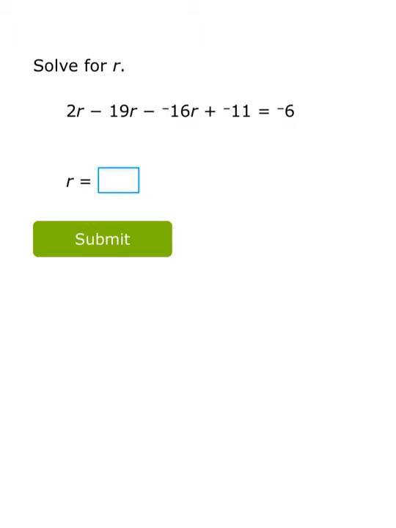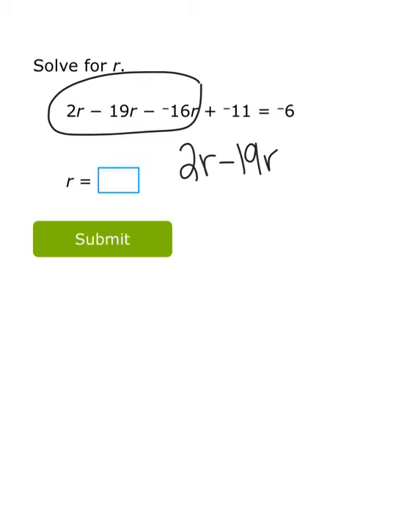Okay, this one's even more fun. I got a lot more going on. So let's simplify this left side before we start solving for r. So I can tell right here that I've got lots of r's that I can combine. 2r minus 19r minus negative 16r. I really don't like it when they write a minus and negative. So if I were you, I would just go ahead and change that to a positive, because we know when you subtract a negative, it's really a positive.